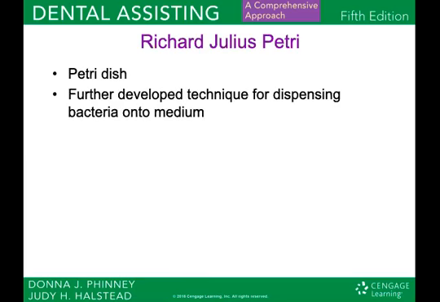Richard Julius Petrie was an assistant to Robert Koch. While assisting, he noticed the need to develop a method to easily culture bacteria for research. He developed a cylindrical shallow dish with a lid that can be easily removed. This dish, known as a Petri dish, is used in labs today. He also further developed the technique for dispensing bacteria onto the medium.